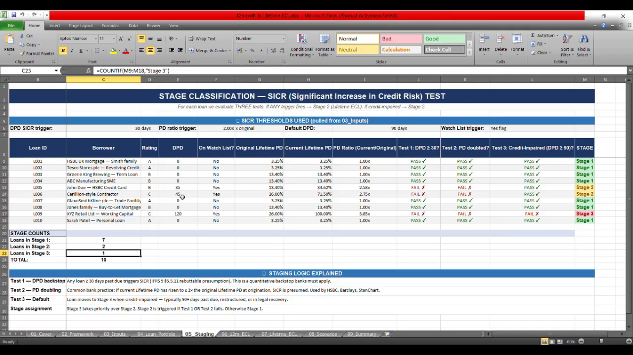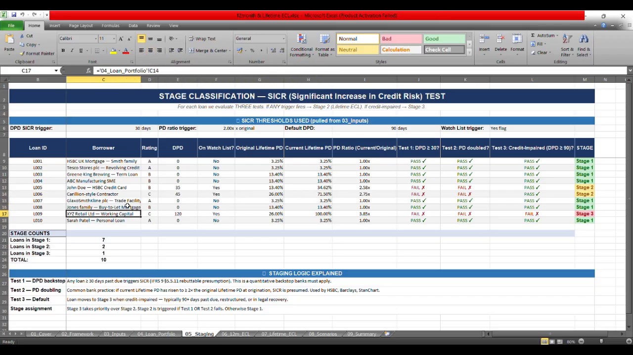So let's understand it through an example. Let's look at row 14, the Carolan style contractor. Here the days past due is 45, right? So the first test is failed because DPD here is greater than or equal to 30, and this means that it triggers stage 2. Here also, if you look at the current PD, it is 71.5 and the original is 26. So it has also failed the PD doubling test. That is, since origination, the current PD is more than 2 times. And that means that SICR has been triggered. So it is moving to stage 2.